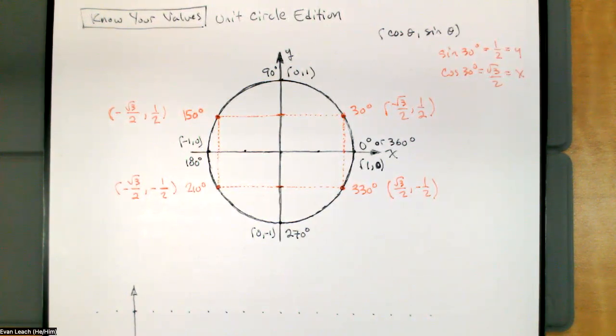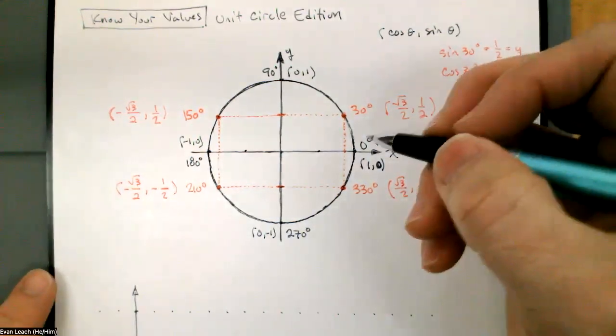We want to be able to set up all these values, all the coordinates going around the unit circle, because it's going to help us learn our values. Let's do the same thing for 60 degrees. So if we have a 60-degree angle, which trig function are we talking about with 1/2? So I've got 60 degrees, a value of 1/2. What trig function are we talking about?